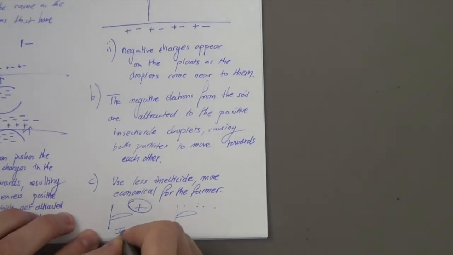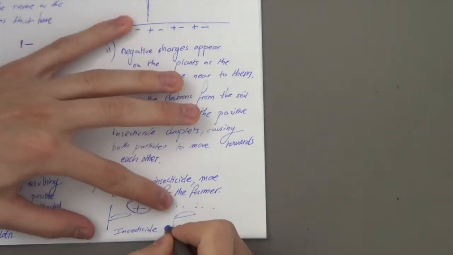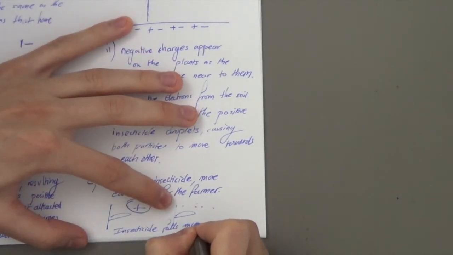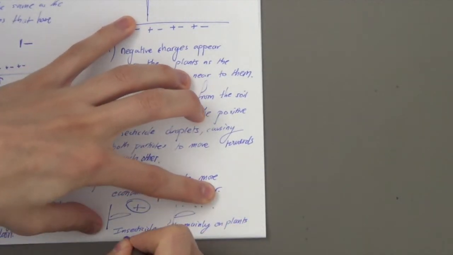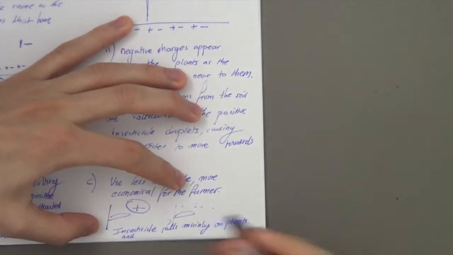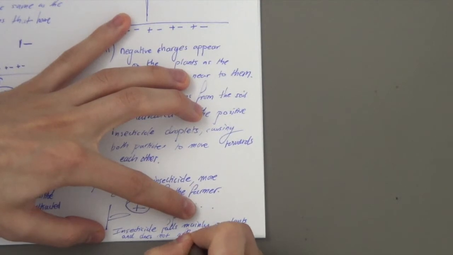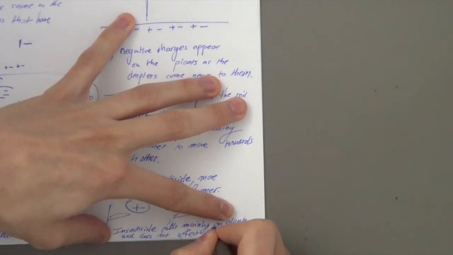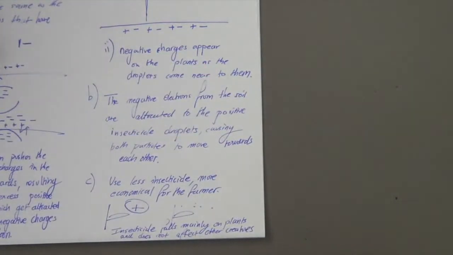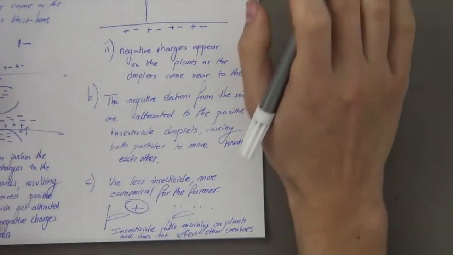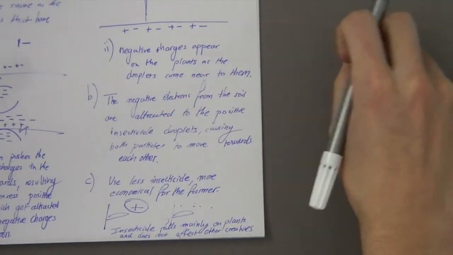So insecticide falls mainly on plants and does not affect other creatures. Okay, so something like that. Okay, so that is the sort of type of questions you get on static electricity.